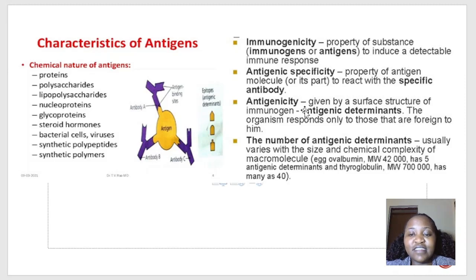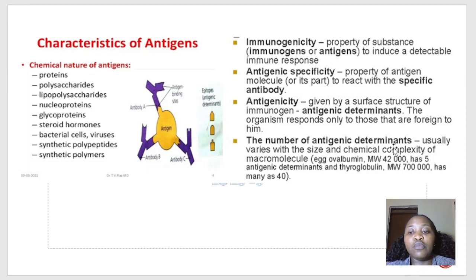Then antigenicity is given by a surface structure of the immunogen, so that within the antigen we have different surface proteins, surface moieties that could be polysaccharides, lipids, like we have seen. These different parts of the structure of an immunogen or antigen, we call them antigenic determinants. And normally the organism, let's say the human being, is going to respond to either one or more of those antigenic determinants.